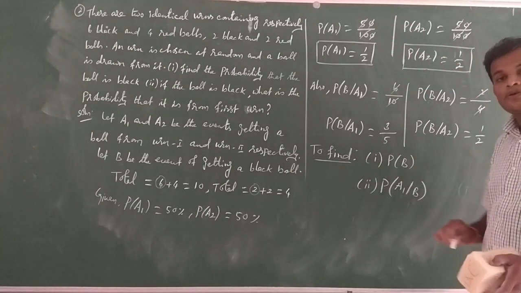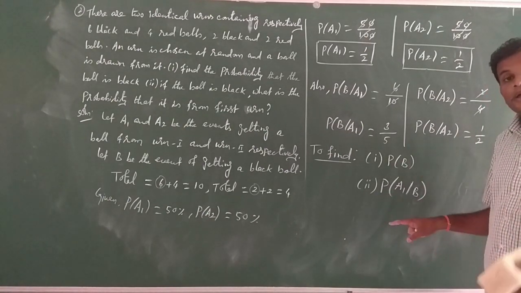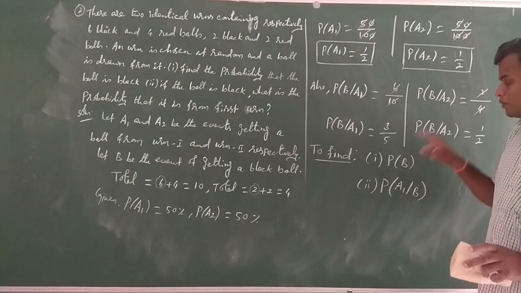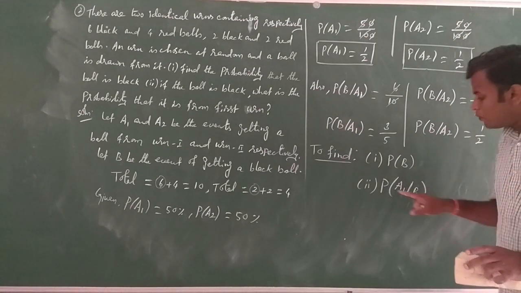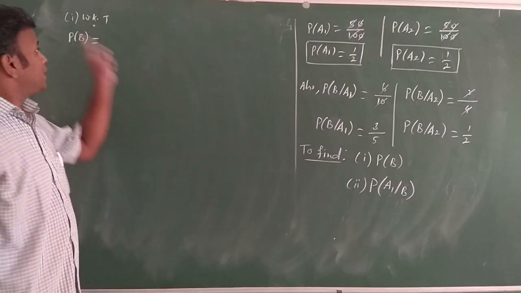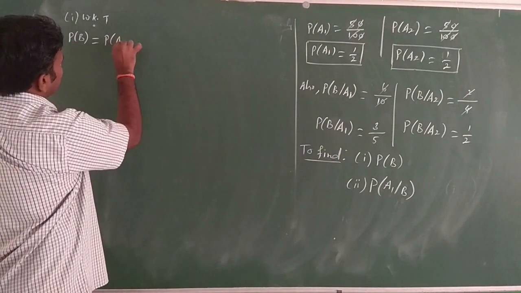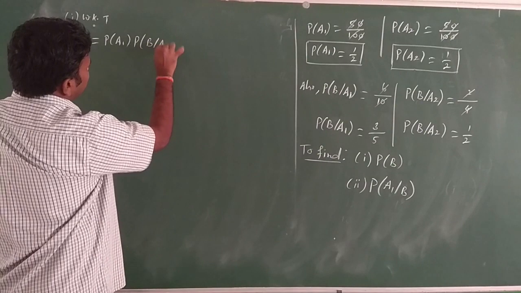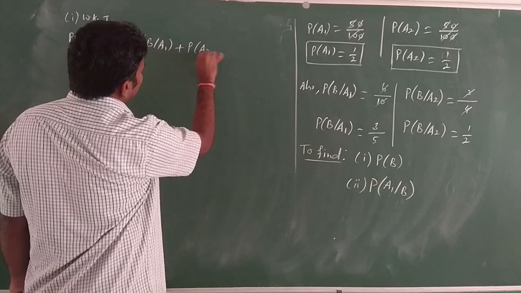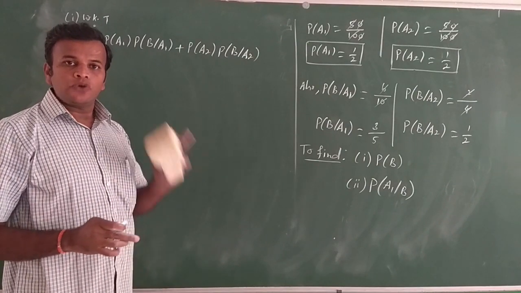The first one is nothing but the total probability of the event, P of A. And the second one is the conditional probability by the Bayes' theorem concept, where we find P of A1 by A. So first we find the total probability, and next the Bayes' theorem P of A1 by A. First we find P of A. You know the total probability formula is P of A1 into P of B by A1 plus P of A2 into P of B by A2.